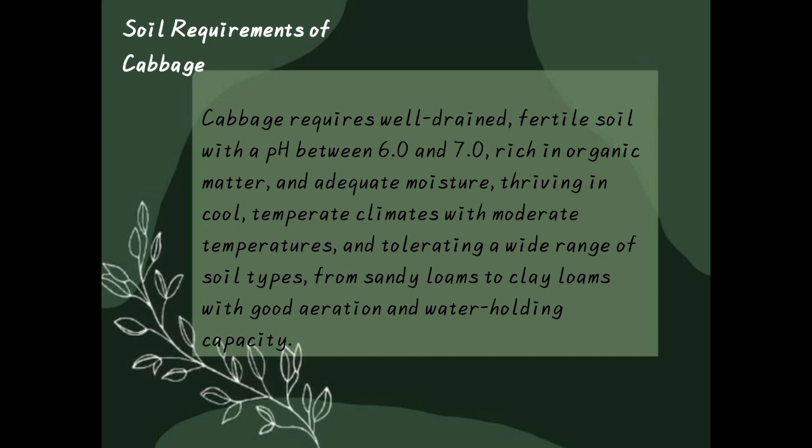Soil requirements of cabbage. Cabbage requires a well-drained, fertile soil with a pH level of 6 to 7, rich in organic matter and adequate moisture, thriving in cool, temperate climates with moderate temperatures, and tolerating a wide range of soil types from sandy loams to clay loams, with good aeration and water holding capacity.